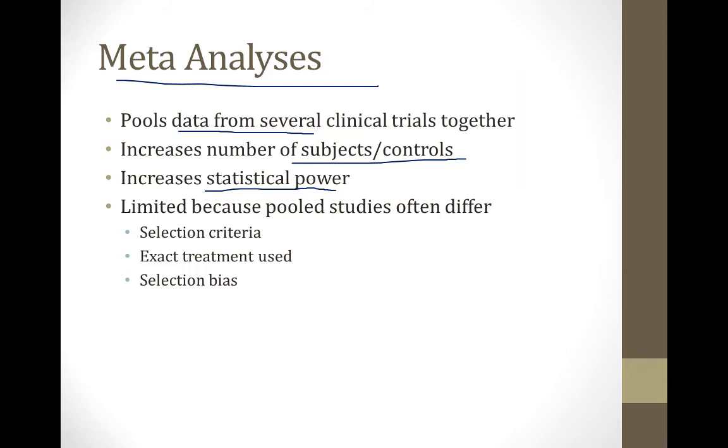The problem with meta-analyses is that the pooled studies are often different. Sometimes they use different patient selection criteria, sometimes they administer the drug or therapy differently, and sometimes one or more of the studies has some selection bias. So the meta-analysis is imperfect, but it is a way to try and get more statistical power out of smaller studies.